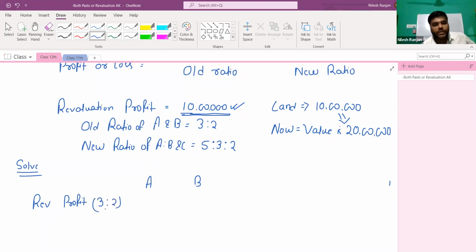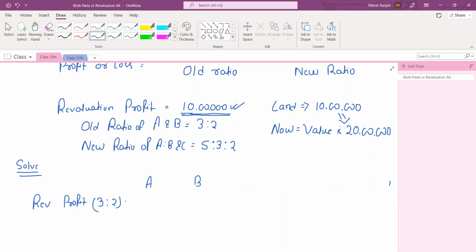Because you know that revaluation is related to the past, and profit or loss on revaluation is also a past profit or loss. That's why this profit or loss is distributed between old partners in the old ratio. There is no share of the new partner in revaluation profit or loss, because the new partner was not there when the land value was increased in the past.